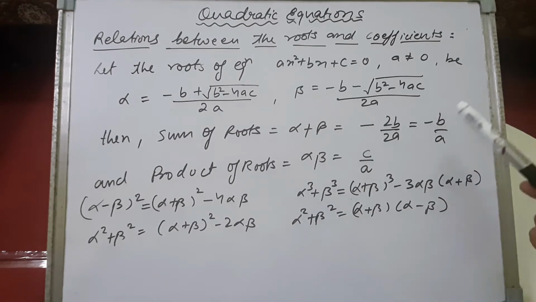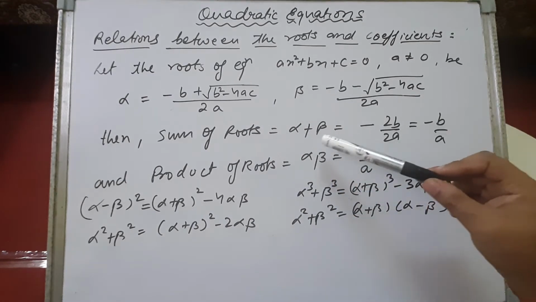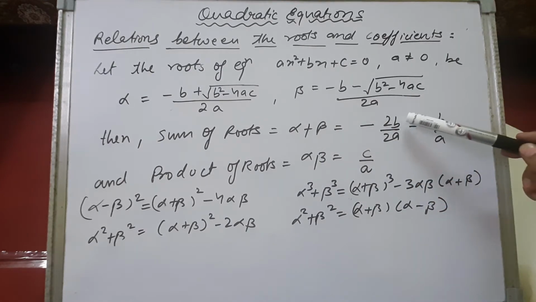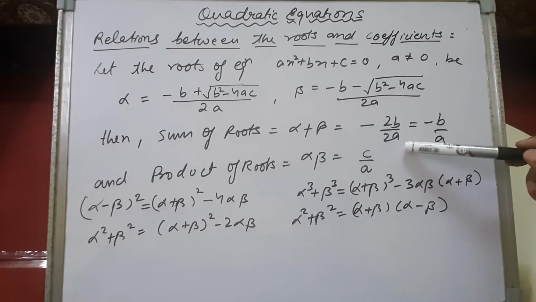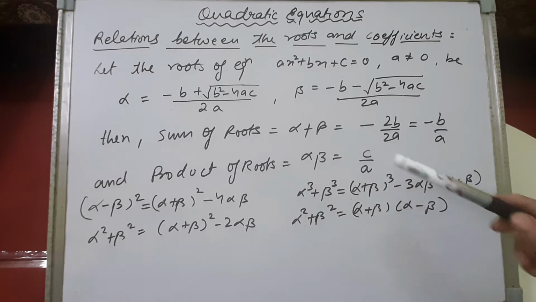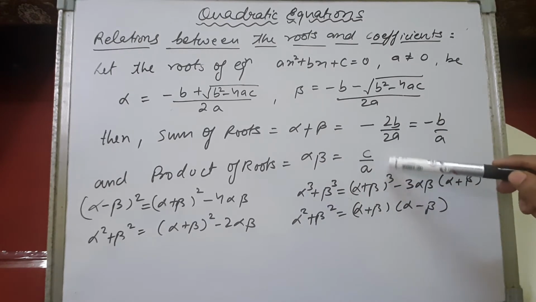Alright, so if we add these two values, the plus and minus terms will get cancelled. Right, so what we are left with, let the sum of roots be alpha plus beta, and when we add the values of alpha and beta, the term that will be acquired will be minus 2b upon 2a. 2 and 2 will get cancelled, minus b upon a. This can also be written as minus the coefficient of x upon the coefficient of x square. Alright. If we calculate the product of the roots, if we multiply these two terms, the value of the product of the roots will be c upon a.